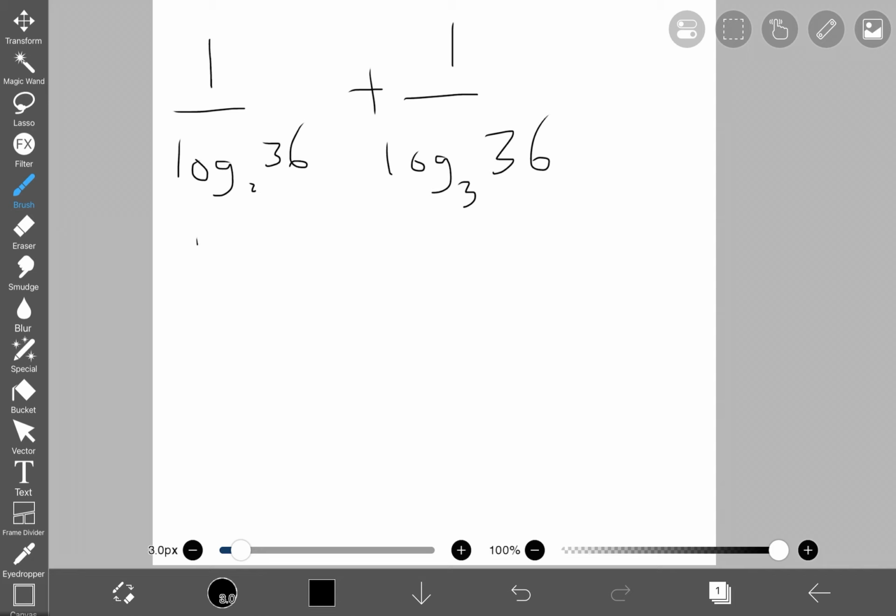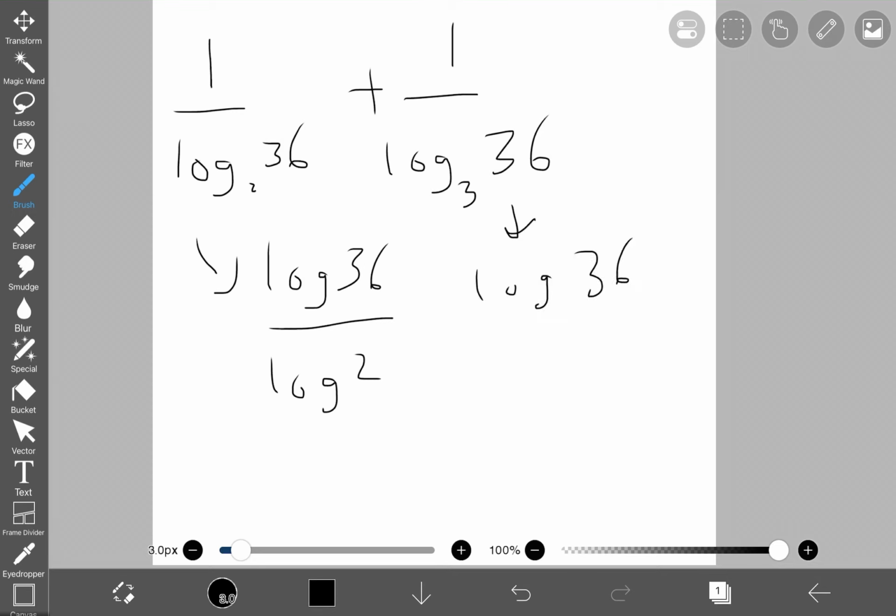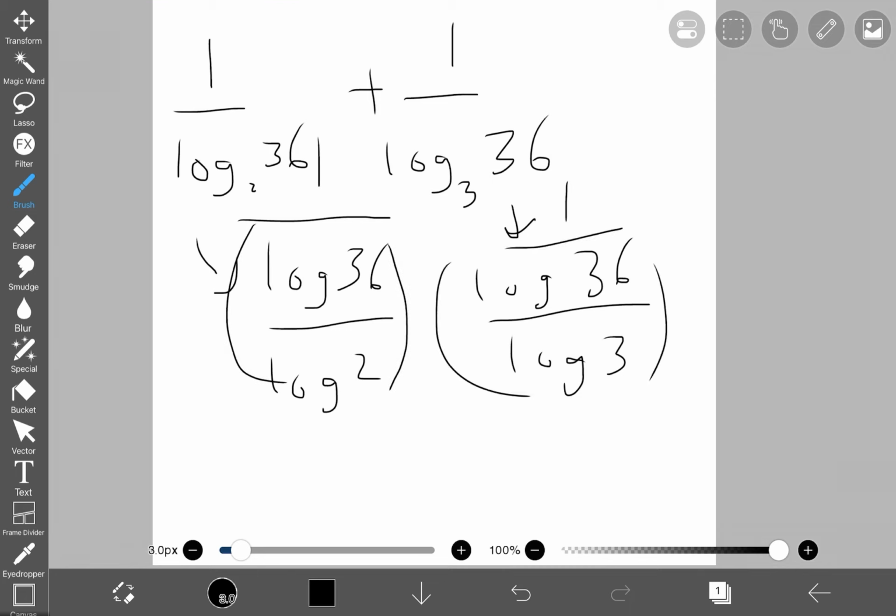So we're going to change this into log argument 36 over log argument 2. And we're going to change this to log argument 36 over log 3. And once you take those, this is actually going to be 1 over that. So it's going to be 1 over this and 1 over this. That's what we have. And I'm going to erase this.